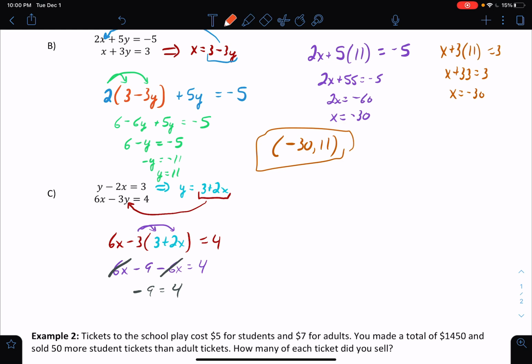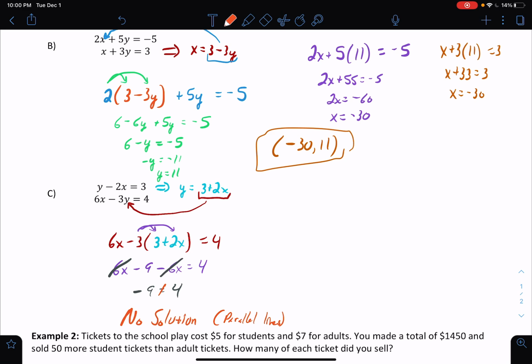Is that a true statement? No, that's a false statement. So what does that mean? What's the solution here? Well, there is no solution. Since what we're left with is a false statement, the variables canceled out and we're left with a false statement, that's no solution. Which, if you remember, that means that these lines don't intersect. So these are parallel lines. If I got these equations into slope-intercept form, you would notice that they have the same slope, but different y-intercepts.